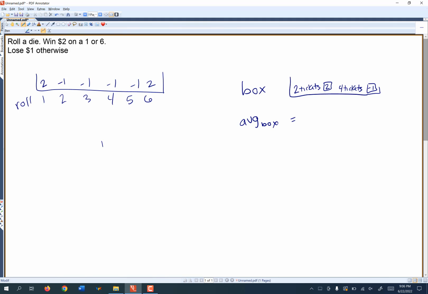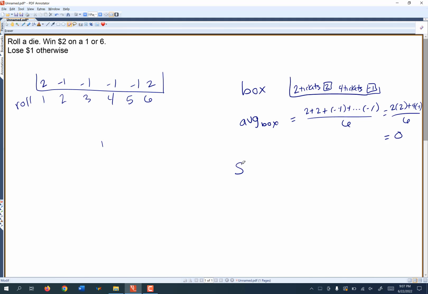Okay. And so we just say, well, if I wrote all these out again and then added them up, it'd be like 2 plus 2 plus negative 1 plus all the way up to negative 1. So I'd have to do all of that, and then there were 6 of them, so I divide by 6. Or it'd be easier if I just say, I know there's 2 2s and there's 4 negative 1s, all divided by 6 total. That's faster to write out and do. So that should give me, oh, that one's easy, that one's 0. So the average for each time I play is going to be 0.